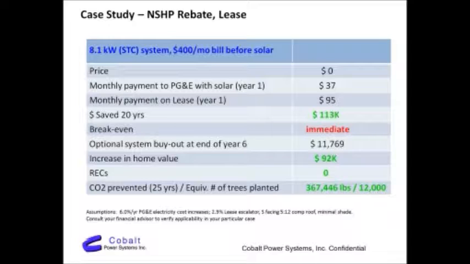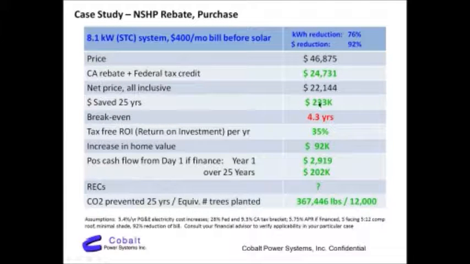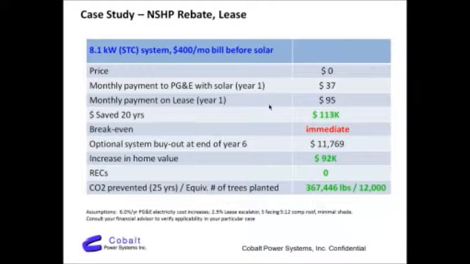You're saving about $270 per month. You didn't spend a penny. You don't save as much as you saved on the previous example. Here you're saving $113K over 25 years. Previously you saved $233K. So, not quite as big a bang as if you purchase it, but you didn't spend any money. Break even day 1 because you didn't spend any money.